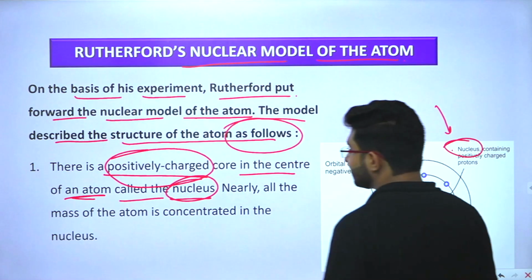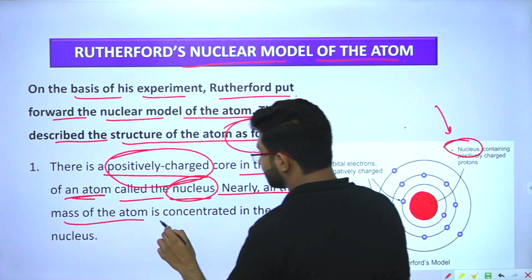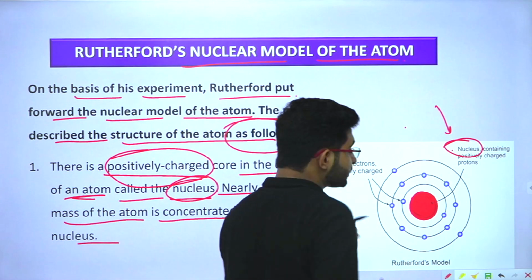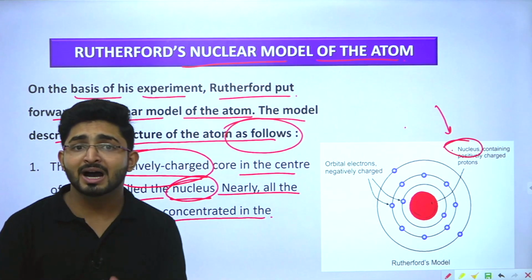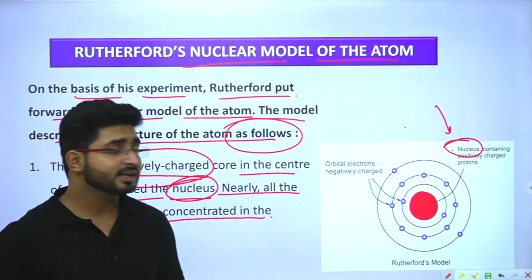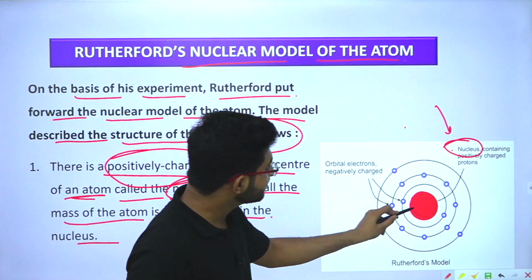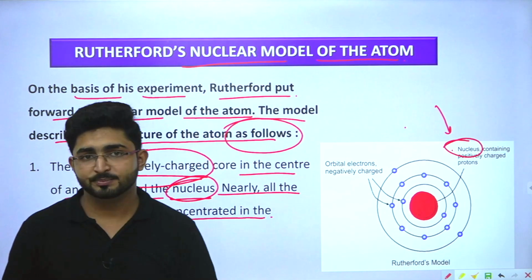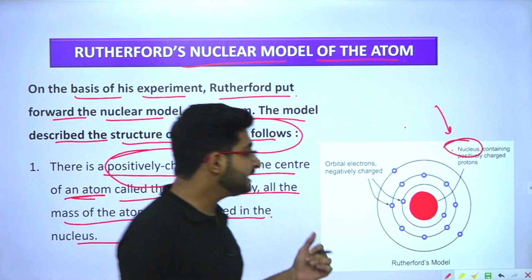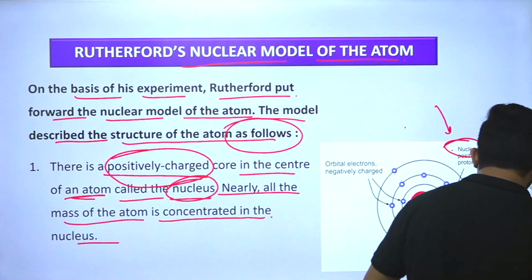After that, he stated that nearly all the mass of the atom is concentrated in the nucleus. He also stated that nearly all the mass of any atom is concentrated at the center of the atom, that is in the nucleus part. Okay, so this was the first point, where he described the structure of atom he proposed.